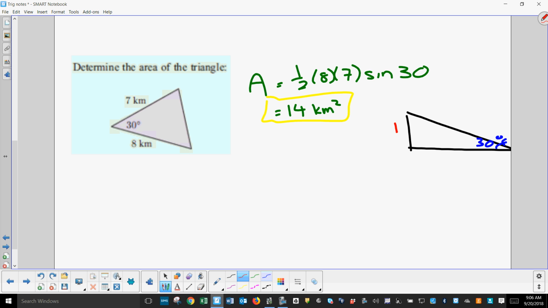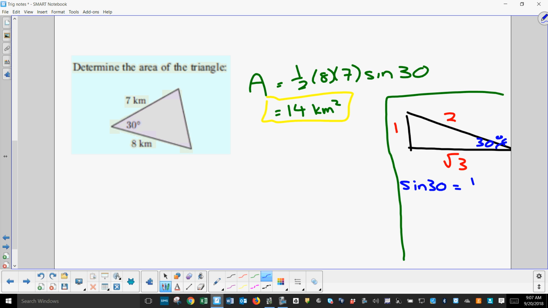Yeah, good. So this is just an opportunity to revise these lovely little special triangles. Because, and then what would sine of 30 be? Sine of 30? Half, yeah. So that's why we've ended up with a nice whole number, because sine of 30 equals a half.